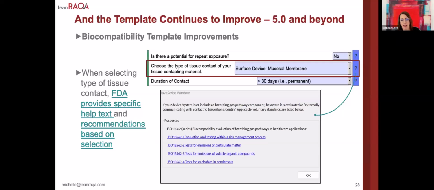For instance, this says if your device or system includes a breathing gas pathway component, be aware it is evaluated as externally communicating with contact to tissue, bone, and dentin. So if you didn't do your testing to that, right off the bat, you can tell from the help text your submission's likely going to get an AI.